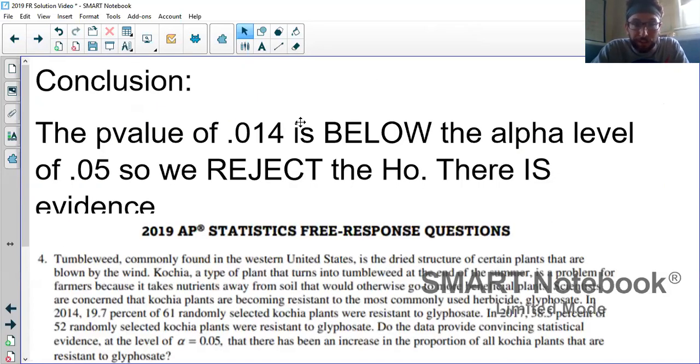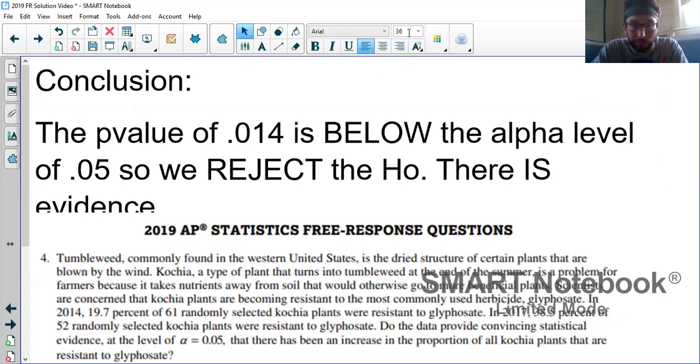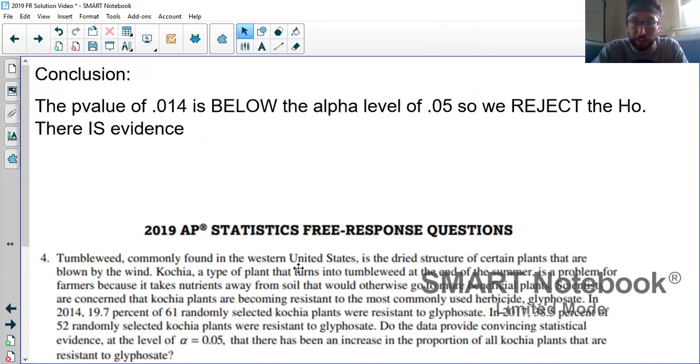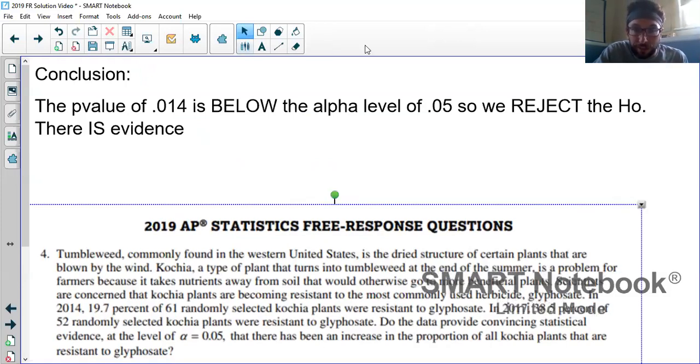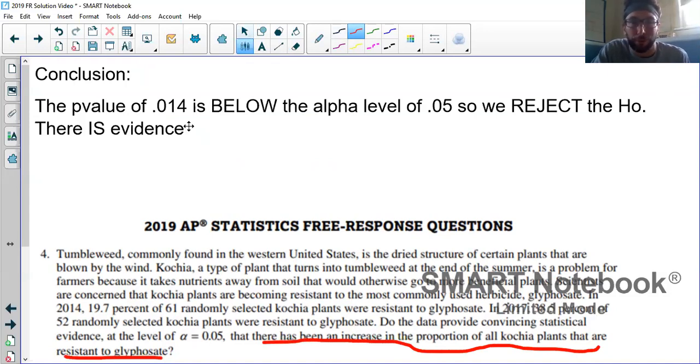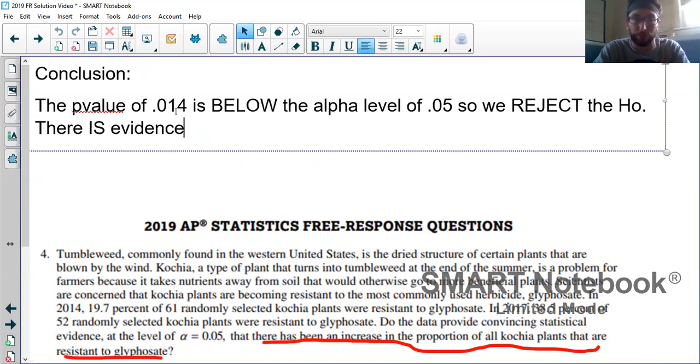So when we're writing this, let's just take the wording out of the question, right? What were we trying to find evidence of? We were trying to decide if there's evidence that there's been an increase in the proportion of all cochea plants that are resistant to glyphosate, right? That's what I'm going to write. Don't make it harder on yourself. Don't use any extra brain power. That's what we were trying to prove. Just copy that wording right from the question.